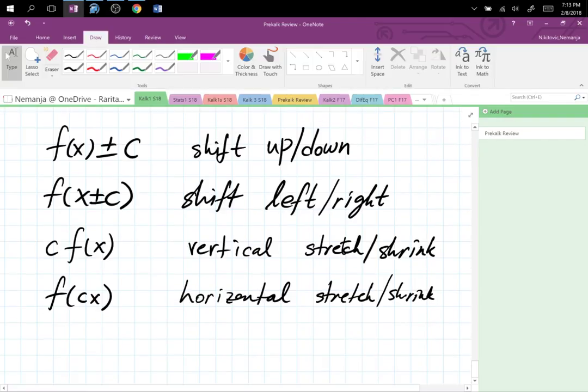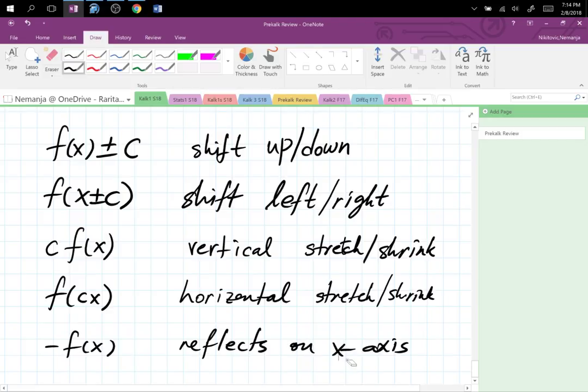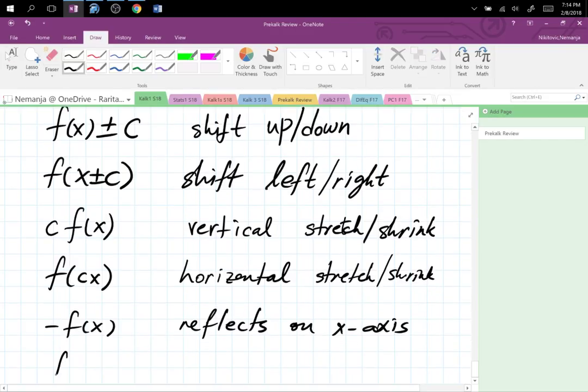And finally, you can reflect on the x-axis and reflect on the y-axis. So minus f of x reflects on the x-axis, and f of negative x reflects on the y-axis. And that's it.